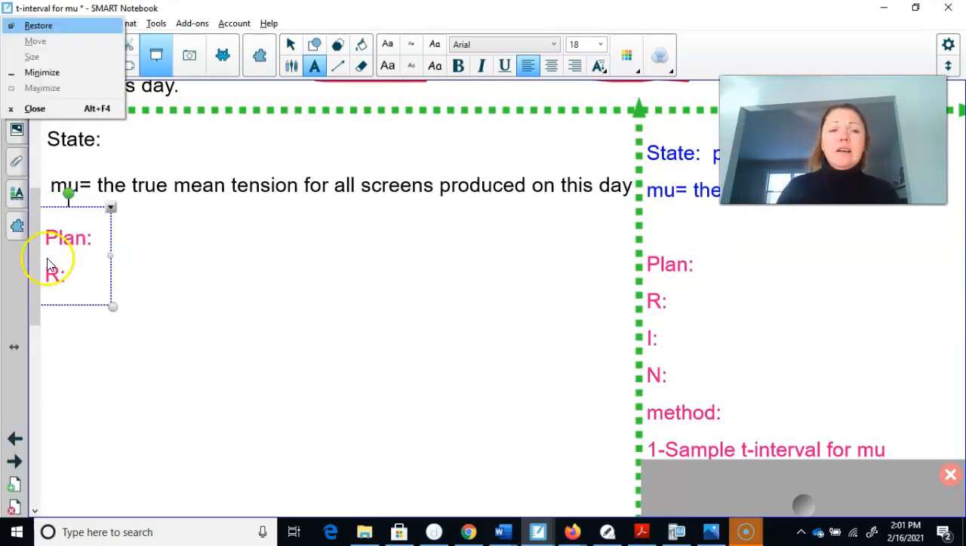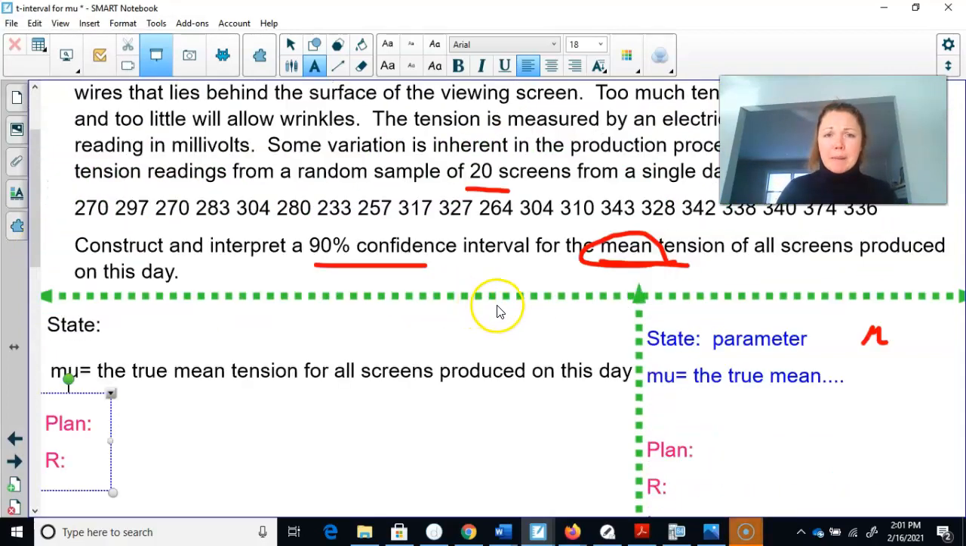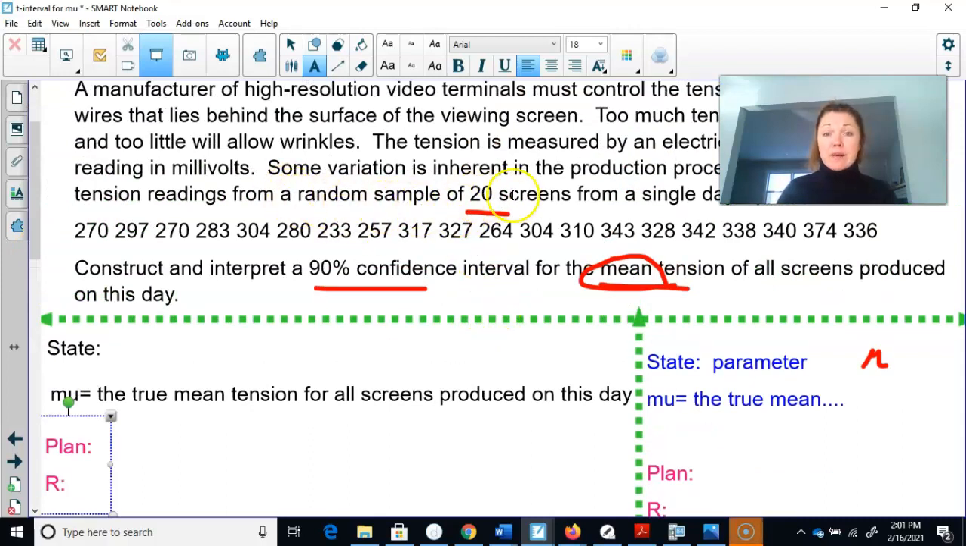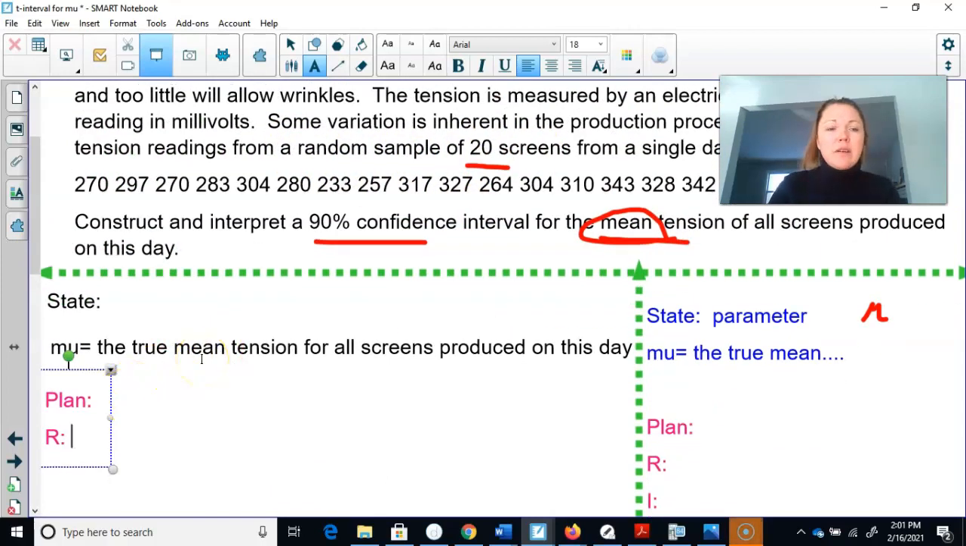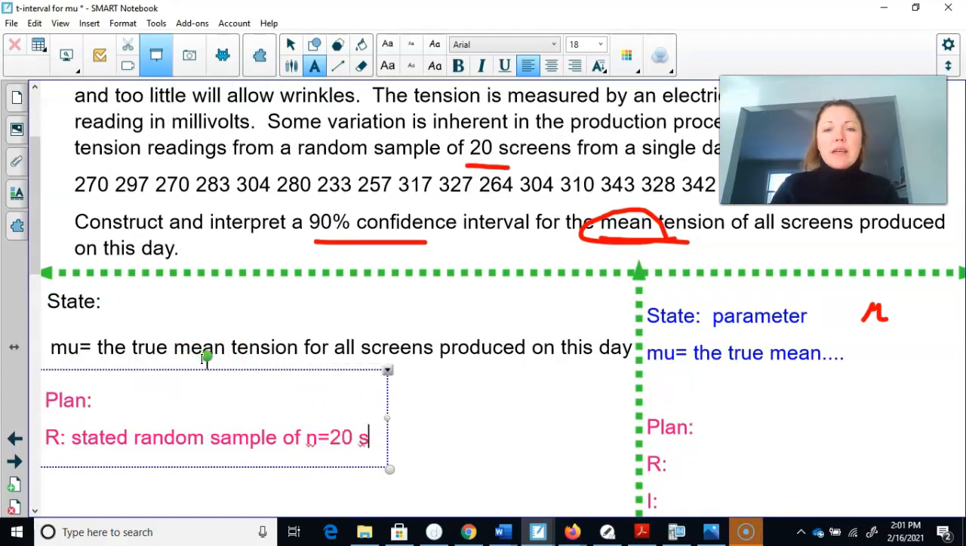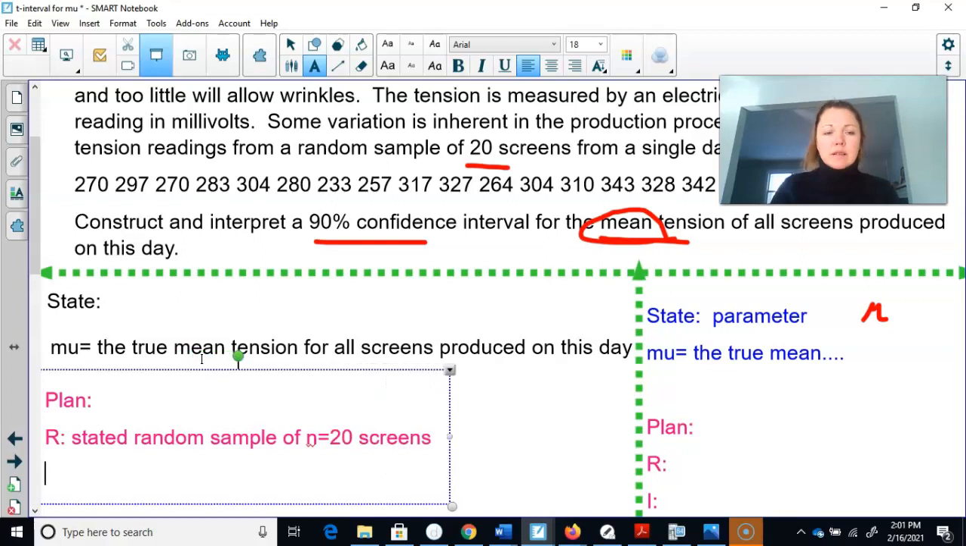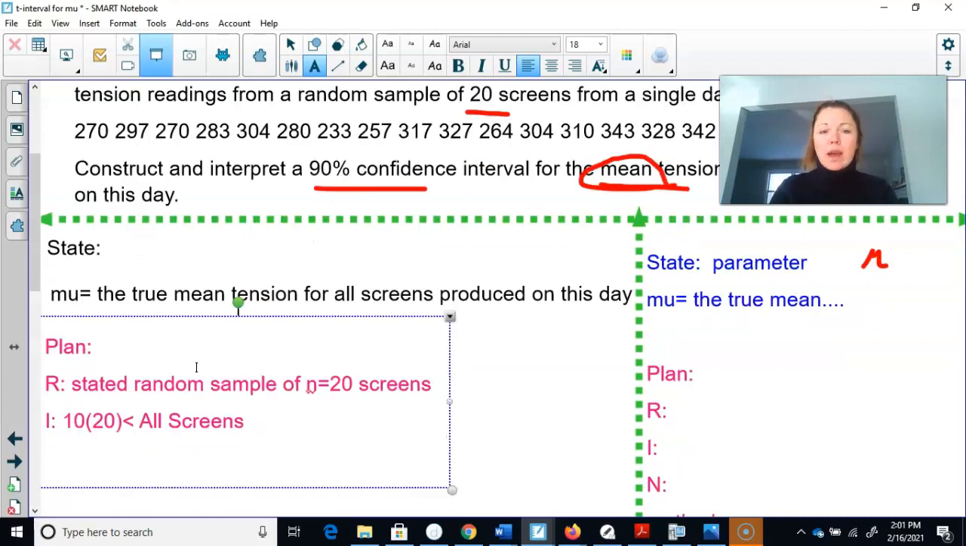Okay, so R, do we have a random sample? It states random sample of 20 screens. So stated random sample of n equals 20 screens. I, that's our 10% rule, so 10 times 20 has to be less than all screens. We're okay there. N, now 20 is not greater than or equal to 30.